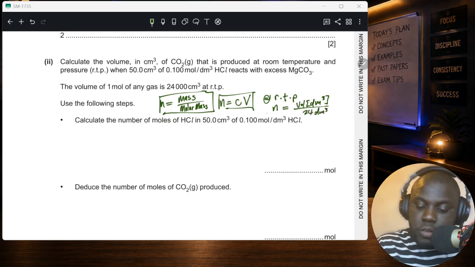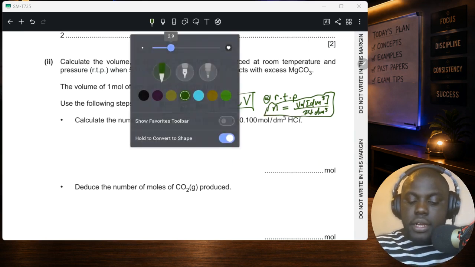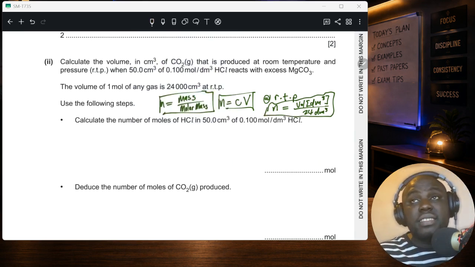And how do you put volume in dm cubed from cm cubed? You just divide by 1,000. So that's an easy one. You just divide it by 1,000. Anyway, these are the 3 formulas.